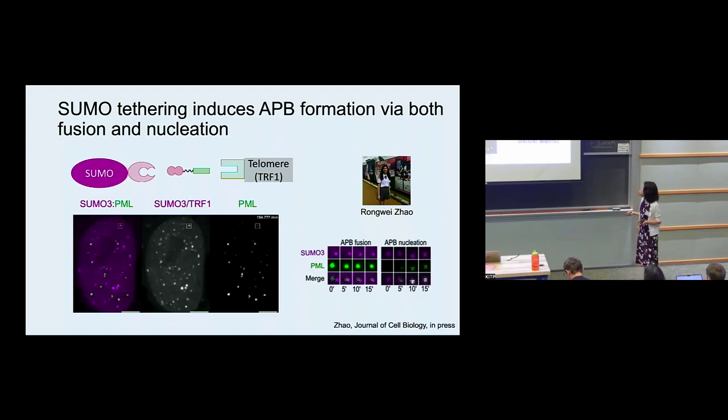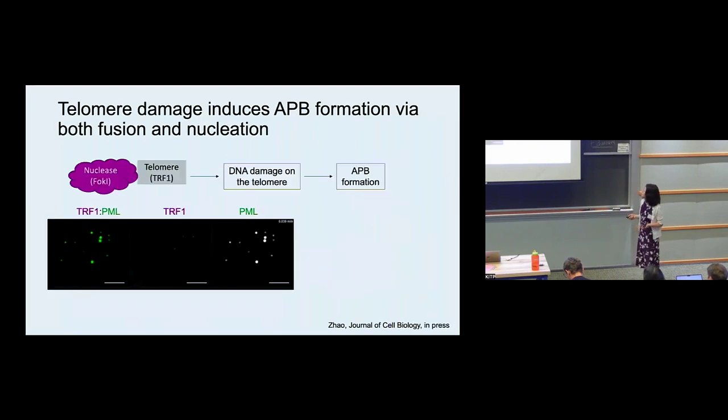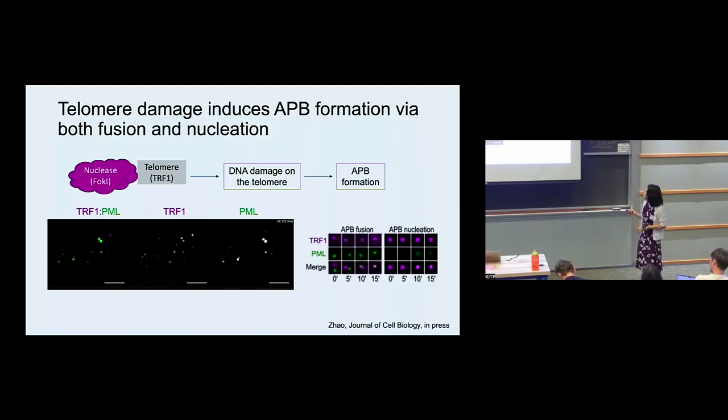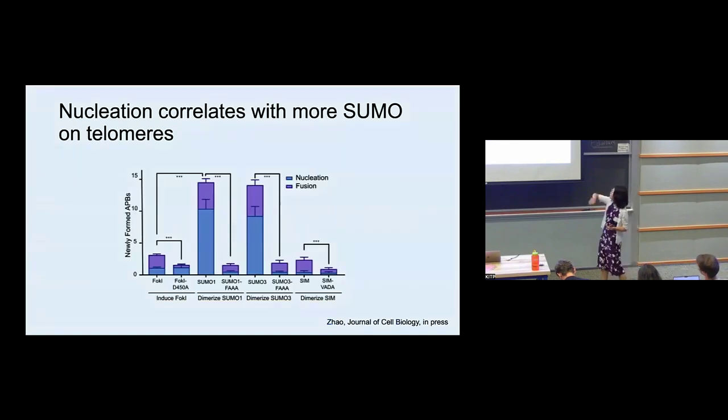And so to confirm this is not just the artificial SUMO system, we used what's commonly used in the field to induce ALT phenotype, which is to tether a nuclease FokI to the telomere. You do this fusion protein, and it will cause damage on the telomere, and then you can cause APB formation and all other ALT features that have already been studied in the field. And so again, we do the same experiment, follow the movies, and we get a similar effect where you see both fusion and nucleation. But if you quantify them, first of all, the quantity is different.